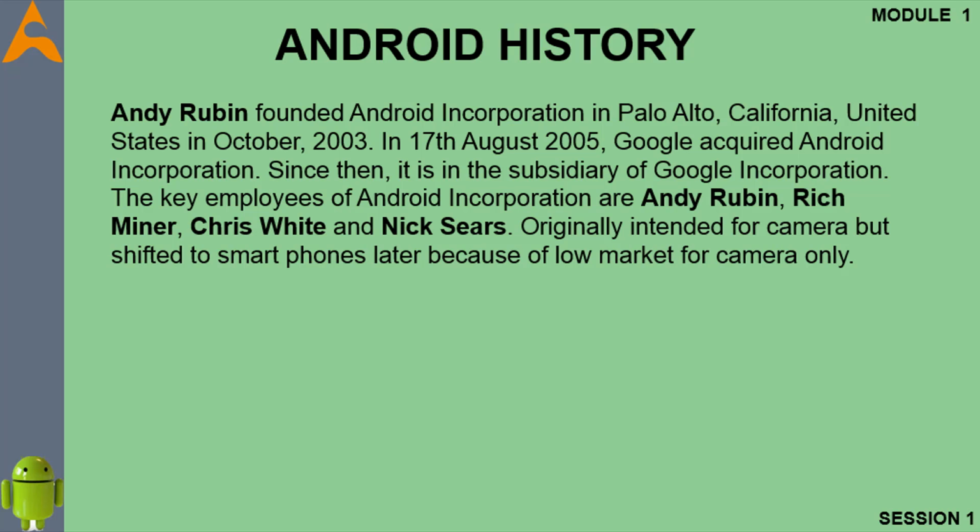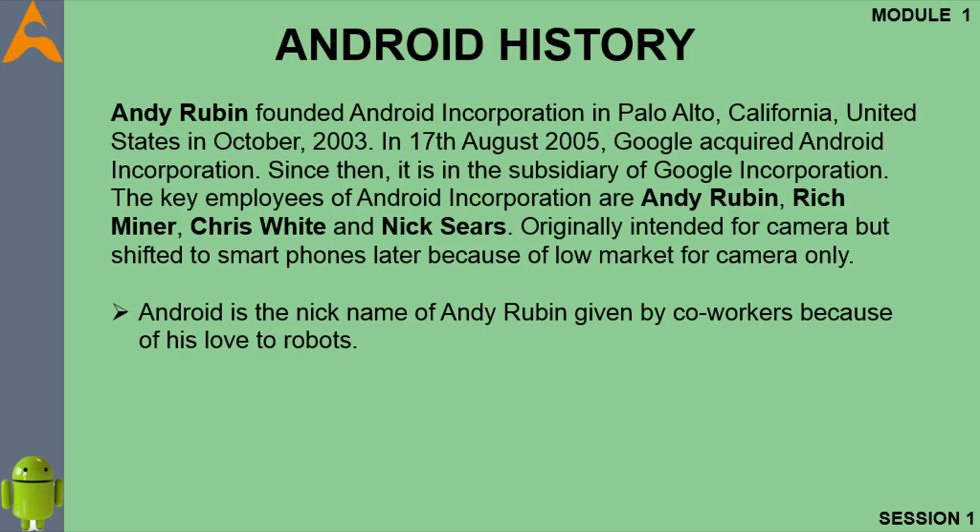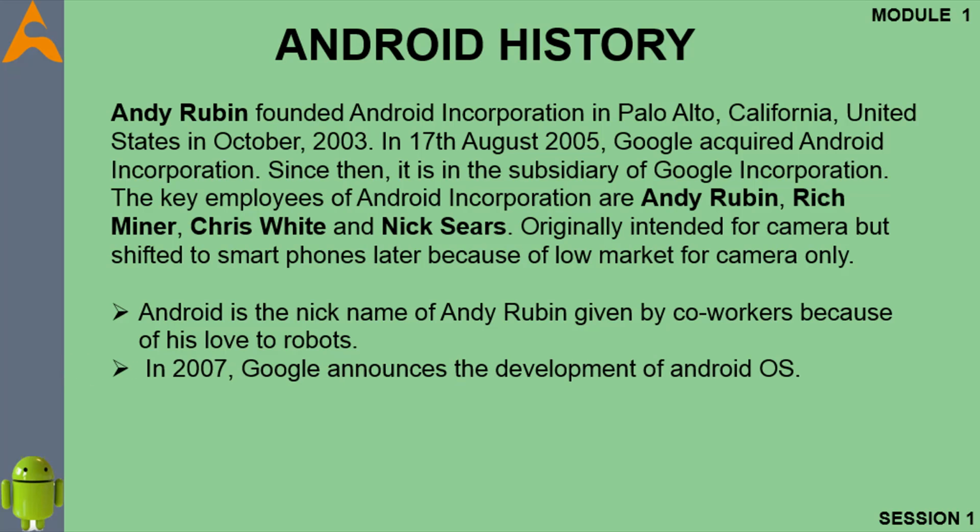Originally intended for cameras but shifted to smartphones later because of the low market for cameras only. Android is the nickname of Andy Rubin given by co-workers because of his love for robots. In 2007, Google announced the development of Android OS. In 2008, HTC launched the first Android mobile.